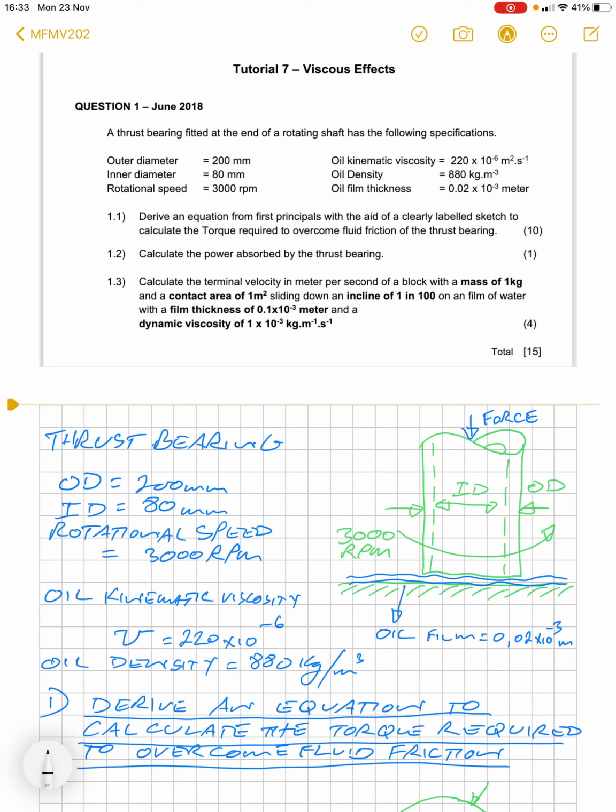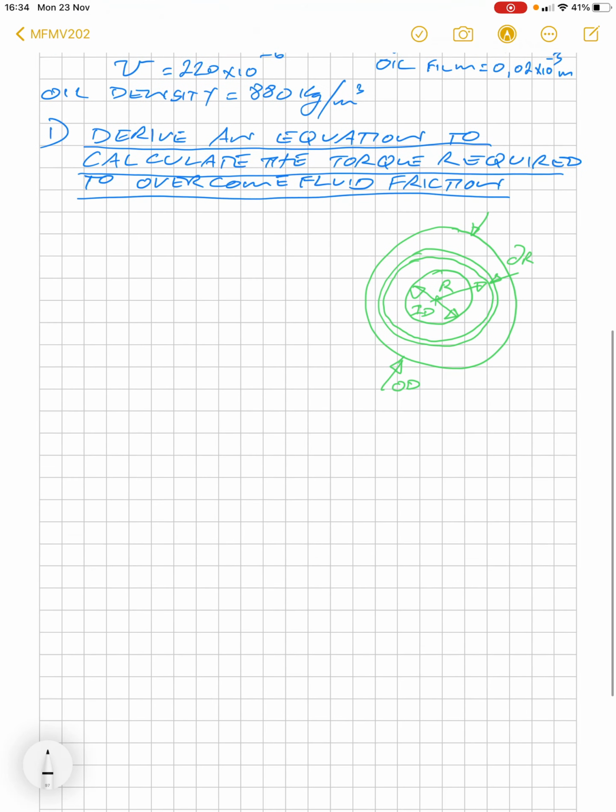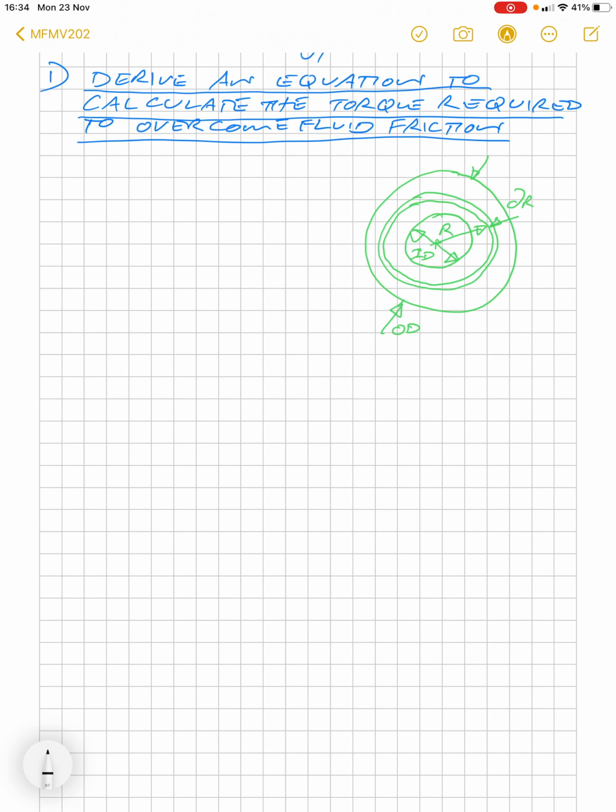So below the question you can see I've drawn a diagram illustrating what the bearing looks like, and below that I've also drawn a diagram to show the end of the bearing. Looking at it from the end, you have the outer radius, the inner radius, and then you have an arbitrary radius to a thin element at radius r, and the element is dr thick. So we're going to use that in our derivation.